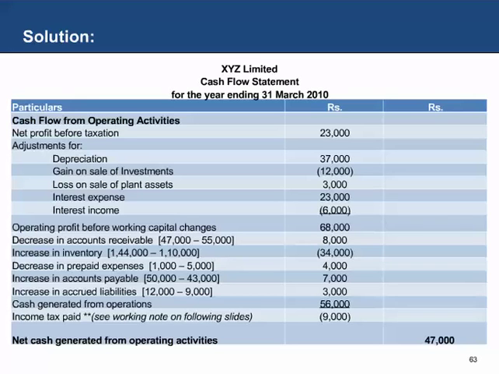Now we will see cash flow from investing activities and cash flow from financing activities, and whether the total of these three activities plus the opening balance would give us the closing balance, and this is how we will be able to reconcile our answer.